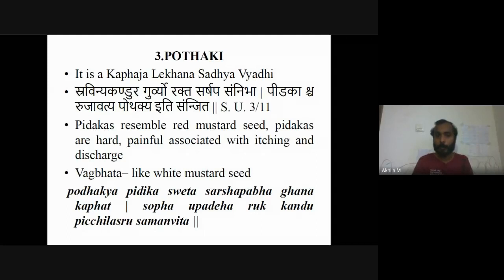Okay, then comes the third disease, Kothaki. It is also a Lekhana Sadhya, Kaphaja, Lekhana Sadhya Vyadhi, a Vartmagata Roga. Sushruta and Acharya Vagbhata also described Kothaki. How did Acharya Vagbhata describe Kothaki? Kothaki pitaka shweta sarshapa. Due to the vitiation of Kapha Dosha, there are some pitaka-like eruptions, like white mustard seeds. But according to Sushruta, it is like red mustard seeds. According to Vagbhata, it is shweta sarshapa sannibha.